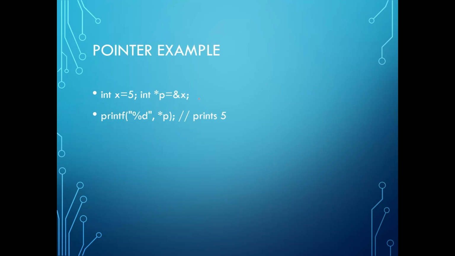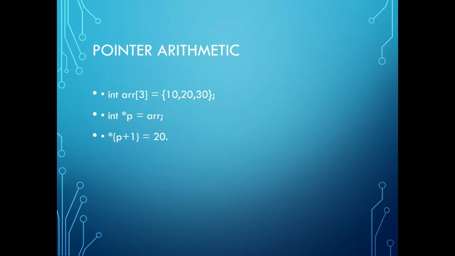Now coming to the pointer one, how we have discussed, right? So x is equal to 0 and it is storing x and it will print 5. Now pointer arithmetic: how it is incrementing the values inside the pointer. Suppose you have defined an array with 3 elements, 10, 20, 30, and you have assigned these values to the pointer p. So what will happen with the address?